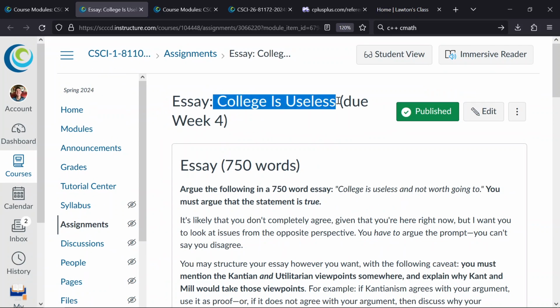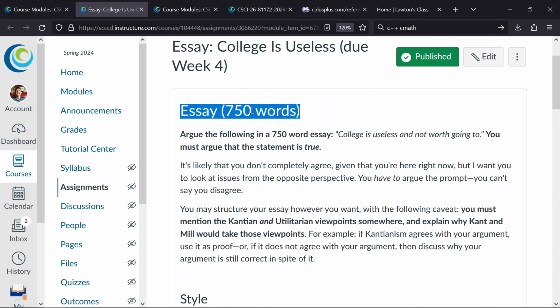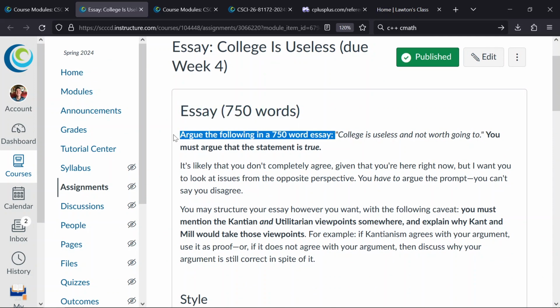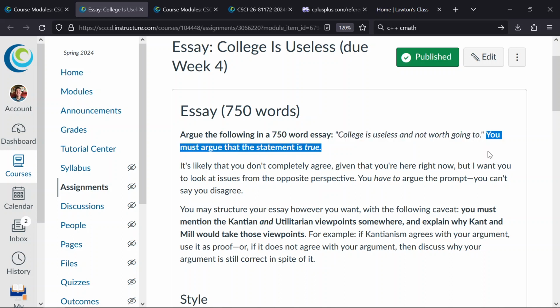Your essay, the title is "College is Useless." Right. So I would like you to write 750 words, and I'd like you to argue the following. All right, pay very close attention to this. I would like you to argue exactly this, that college is completely useless and not worth going to. All right, that is what I want to hear your arguments for in this class. You have to say that it is useless. You cannot argue that, oh no, I like college, it's great. I will give you a 0. Okay, you have to argue that college is useless.